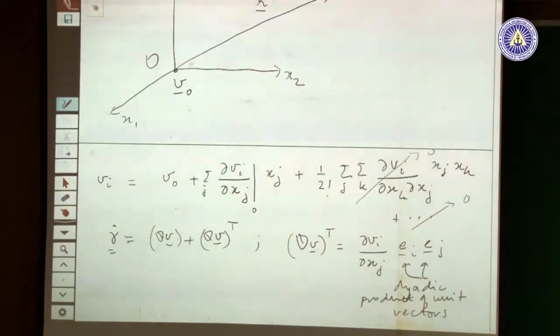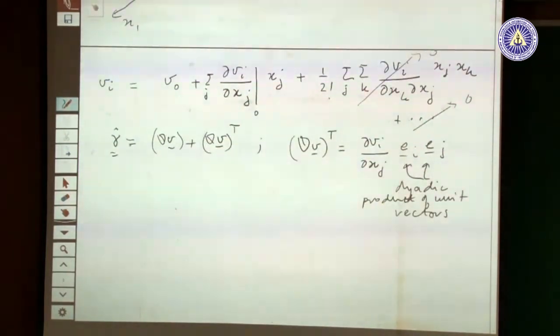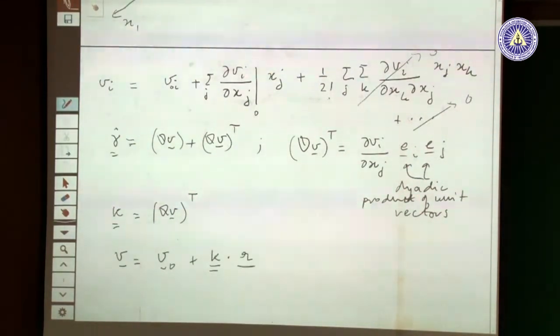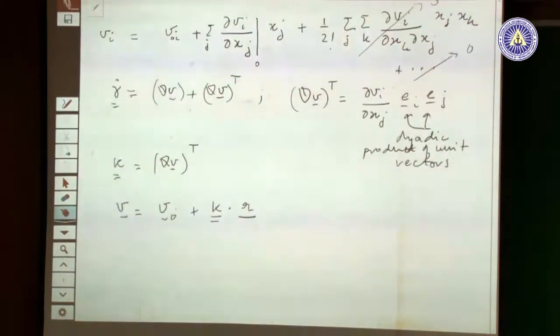And if we denote kappa as grad v transpose, then you can write your velocity back in vector notation as v naught. Oh, I should say this is v naught i, right? It's the ith component of the velocity at the origin. Then this is just v naught plus kappa dot r. That is the velocity at any location r relative to the origin, because the flow is homogeneous, where kappa is your transpose of the velocity gradient.